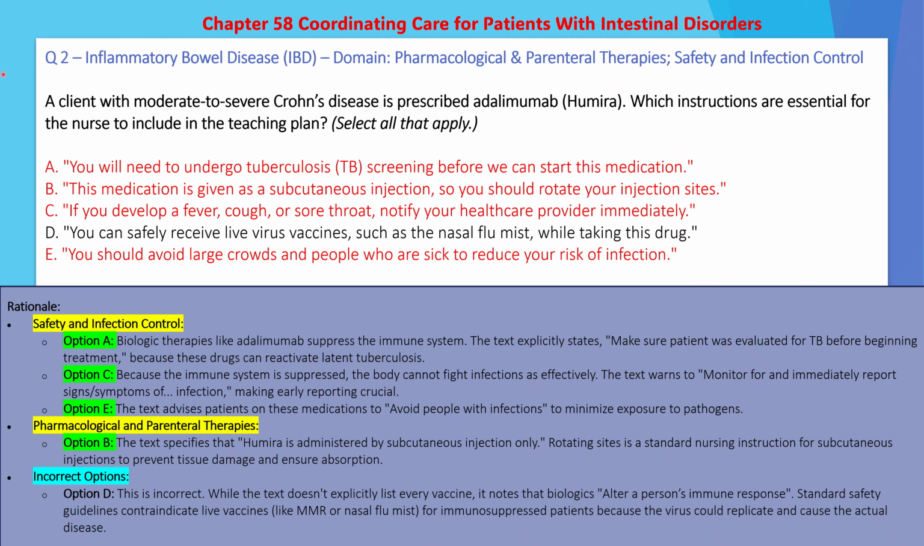So why was D incorrect? Because while the text doesn't explicitly list every vaccine, it notes that biologics alter a person's immune response, and standard safety guidelines contraindicate live vaccines like MMR and nasal flu mist for immunosuppressed patients because the virus could replicate and cause actual disease.